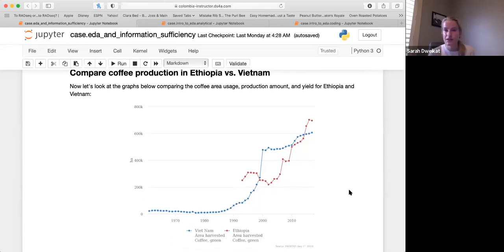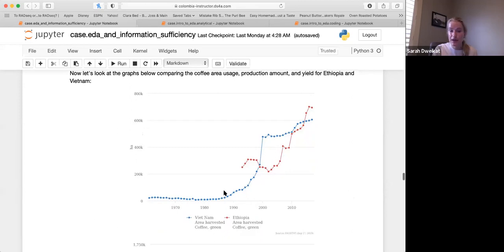So let's look at their coffee production. We have very similar graphs. Now we're looking at coffee for Vietnam in blue, and then Ethiopia in red. Again, this is the amount of land that was harvested, or the area that was harvested. Again, Vietnam in blue, and Ethiopia in red.